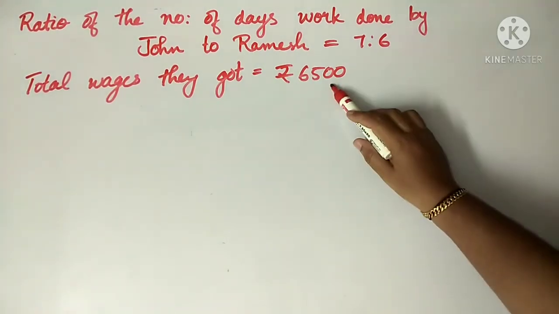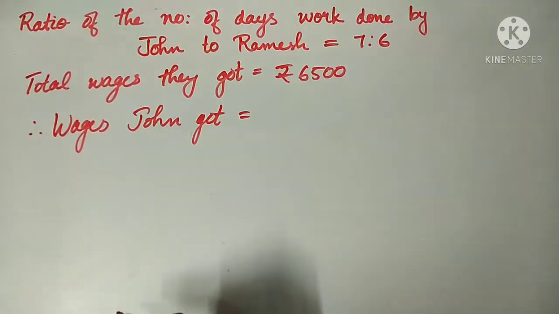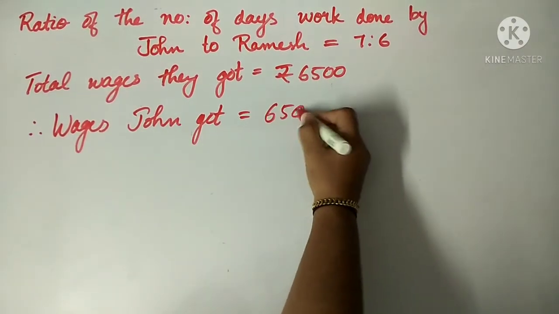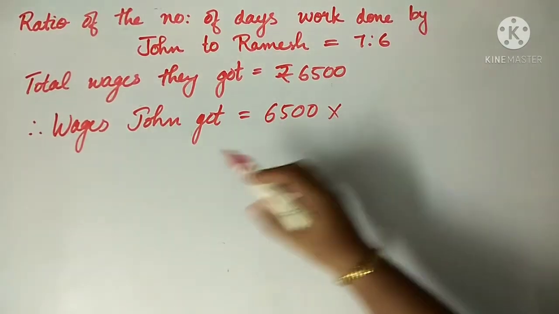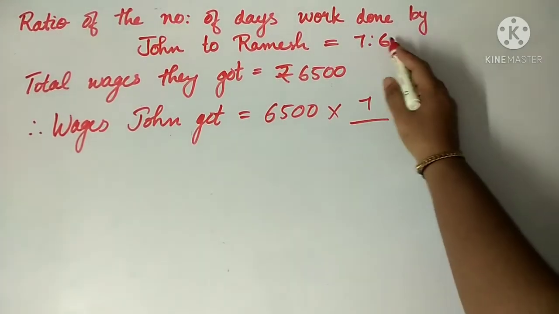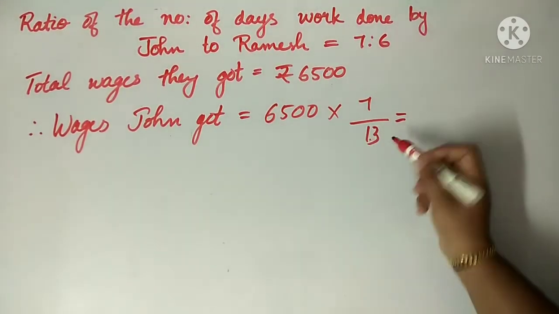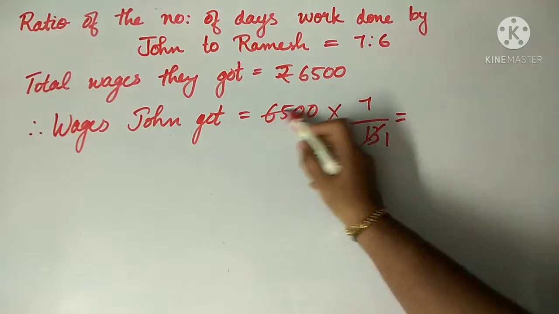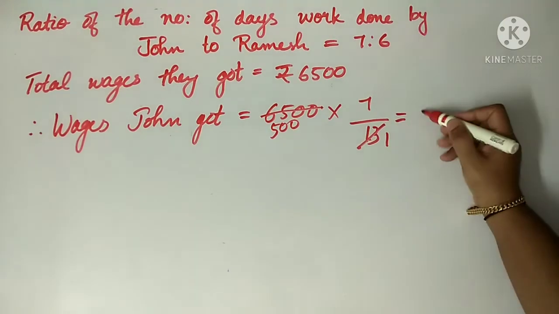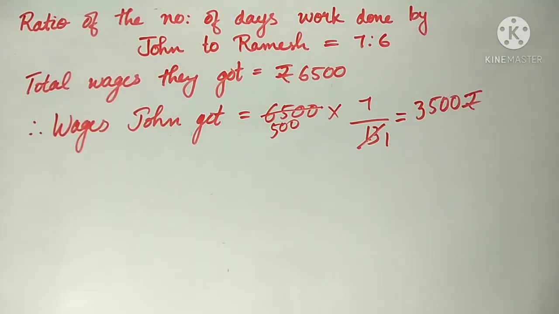They have to share this amount according to the ratio of the days they work. Therefore, wages John got is equal to total amount of rupees they got, rupees 6,500, into number of days John worked is 7, by total number of days, 7 plus 6 is 13. That is equal to, here 13 is a common factor. 13 will go one time and 6,500 will go 500 times in 13's table. Balance 500 into 7 is 3,500. So wages John got is rupees 3,500.